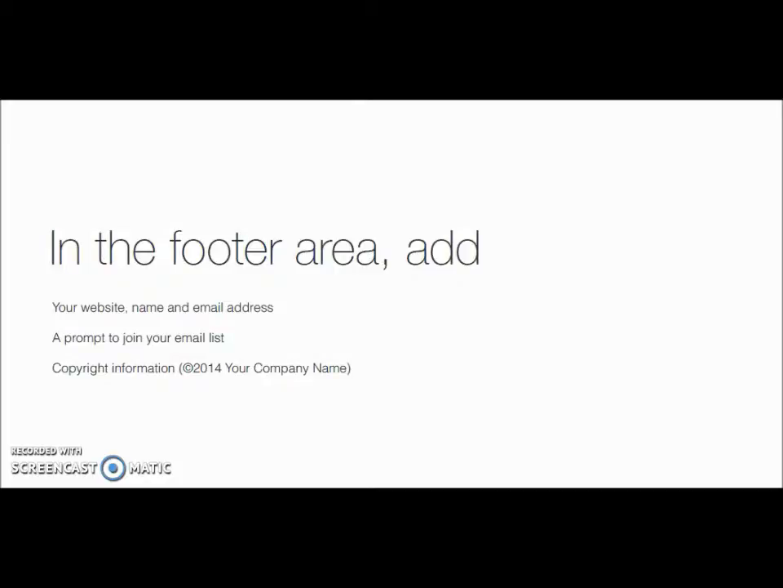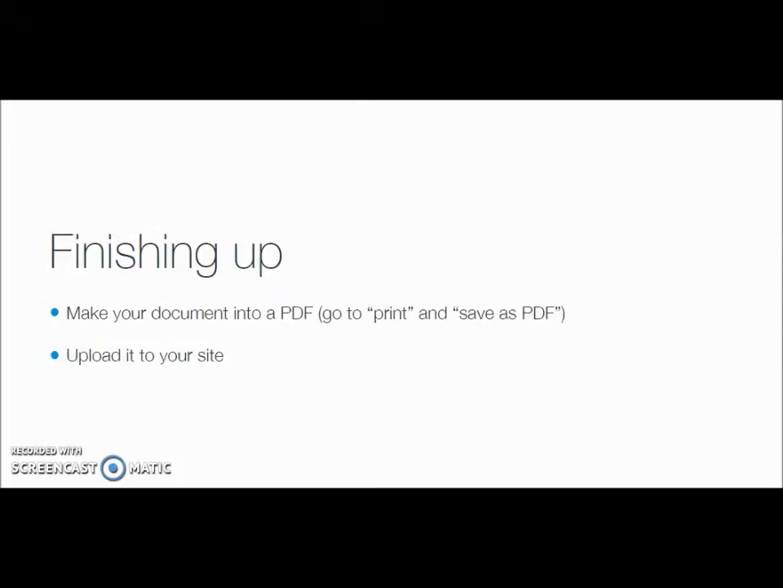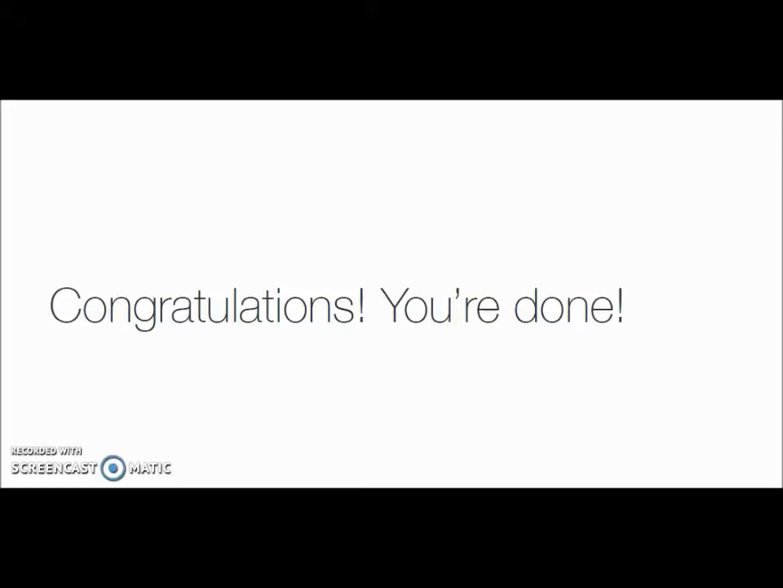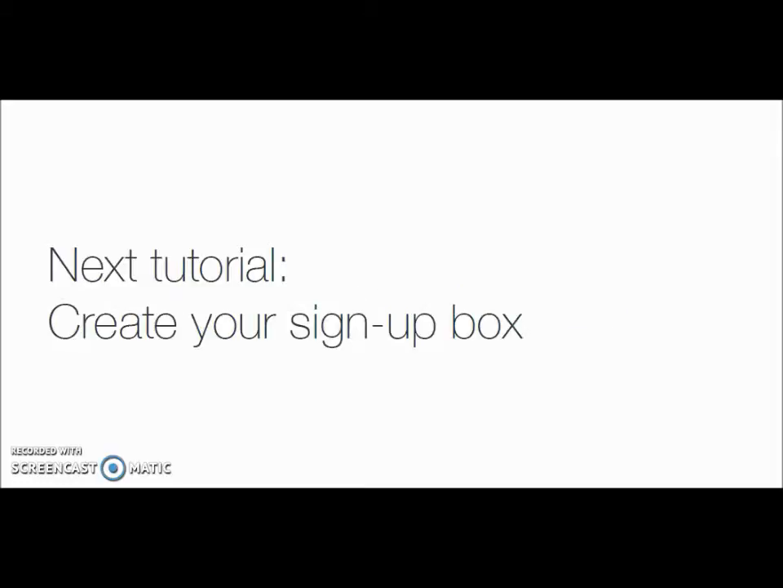Now in the footer area, you want to make sure to add your website name and email address and a prompt to join your email list. And also do a copyright, okay? I just put in copyright information, 2014 and your company name. That's all you need to legally be copyrighted. And then you want to finish it up and make your document into a PDF: go to print and save as PDF. Upload it to your site. So when you're all done with your lead magnet, you're going to upload it to your site. Congratulations, you'll be done once you get all that stuff finished.